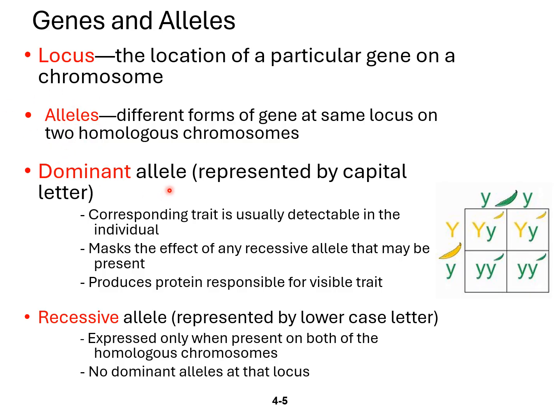You can have a dominant allele, which is represented by a capital letter, or recessive. This is the pea plant that you probably memorized in elementary school, with green and yellow, where the little y is recessive and the big Y is dominant. You have two different forms of a gene at the same location. So the pea will be yellow because it's dominant. But if it gets two recessive alleles, it's going to be green. So dominant, capital; recessive, lowercase.